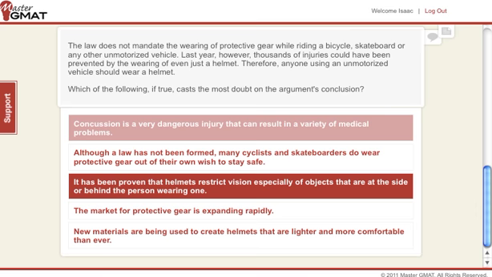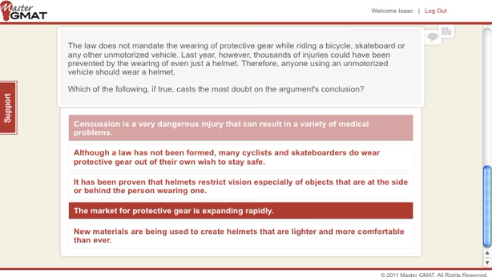C. It has been proven that helmets restrict vision, especially of objects that are at the side or behind the person wearing one. Well, this one actually calls into doubt the conclusion. Basically, it shows us that maybe helmets are not such a great idea. So we keep it for now.